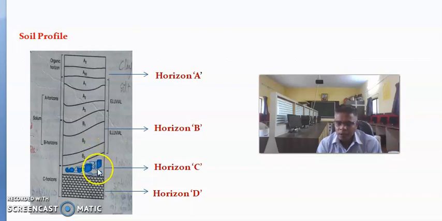Then we see here there is a horizon C. In horizon C there is weathered parent material with accumulation of calcium carbonate and calcium sulfate, and there are small stones which are crushed in different sizes. This is known as horizon C.